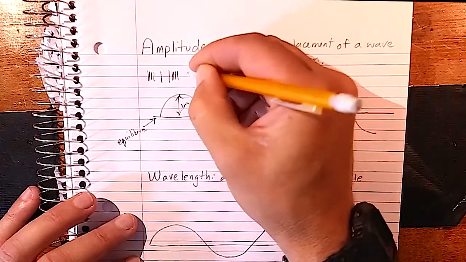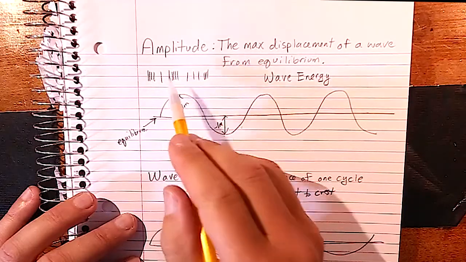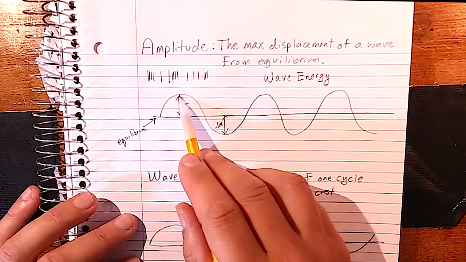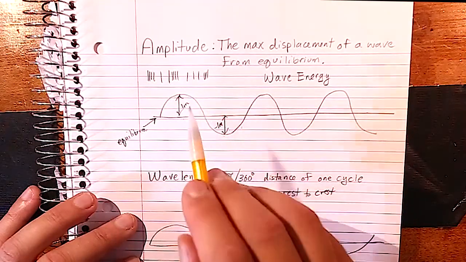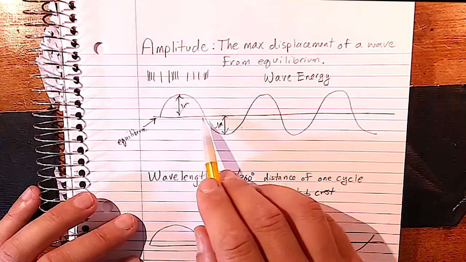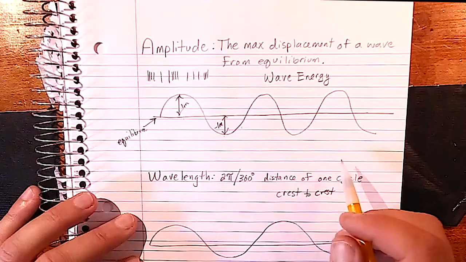However, even though this is a sound wave, sometimes we represent our sound waves this way because it's a nice way to look at the amplitude. But don't get confused, sound waves are longitudinal, and electromagnetic waves, which include light, are transverse.